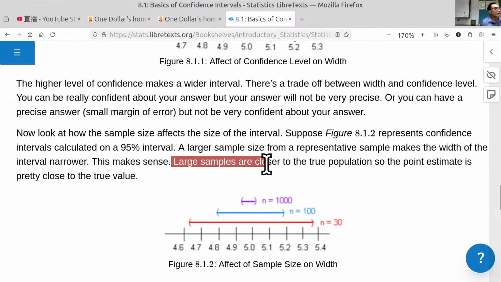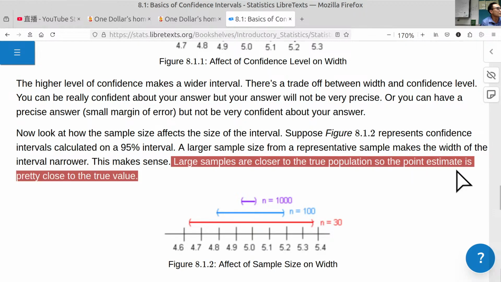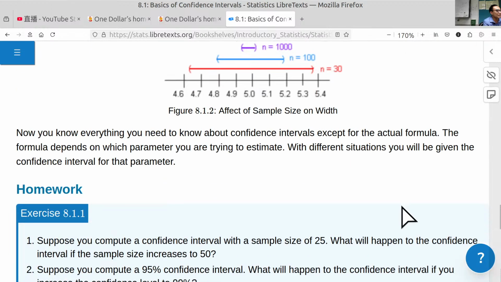Larger sample sizes are closer to the true population, so the point estimate is pretty close to the true value. Why? Because when we have more information, for example, 1000 samples, it is closer to the population. Okay, let's move.